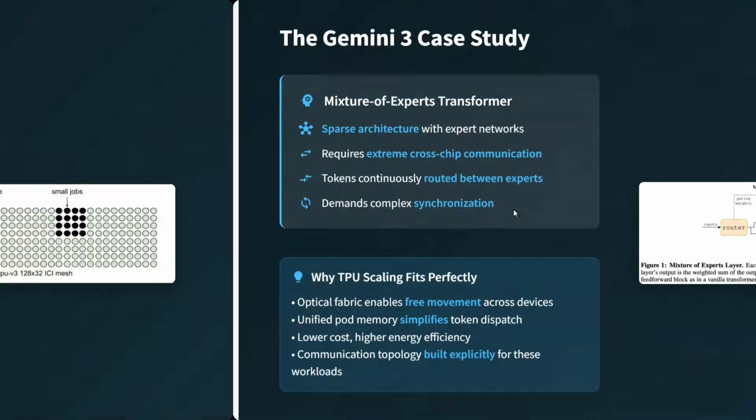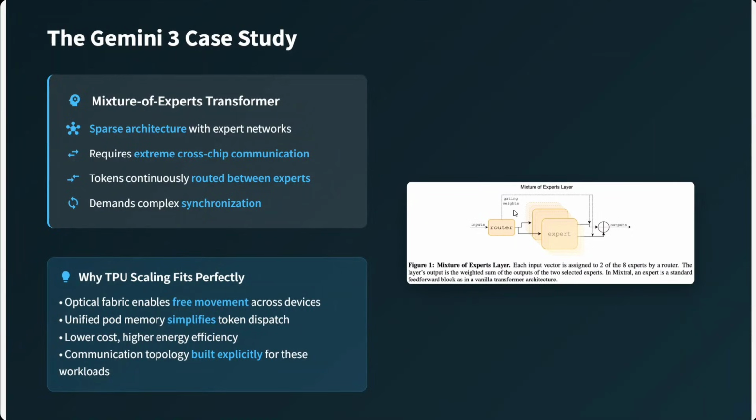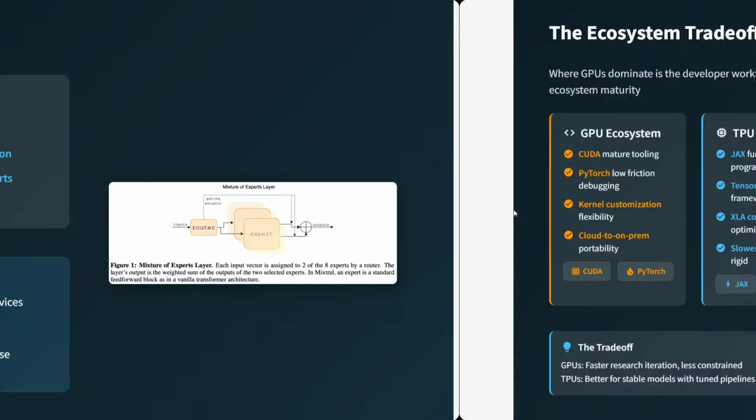Do remember this. The Gemini 3 case study. For Gemini 3, the team has used TPU, and that is why TPUs have come into the news once again. It is a mixture of experts transformer, and hence it has been used with TPUs. Sparse architecture with expert networks requires extreme cross chip communication, tokens continuously routed between experts, and demands complex synchronization. While TPU scaling fits perfectly for Gemini 3 because optical fiber enables free movement, unified pod memory simplifies token dispatch. Lower cost, higher energy efficiency is there.